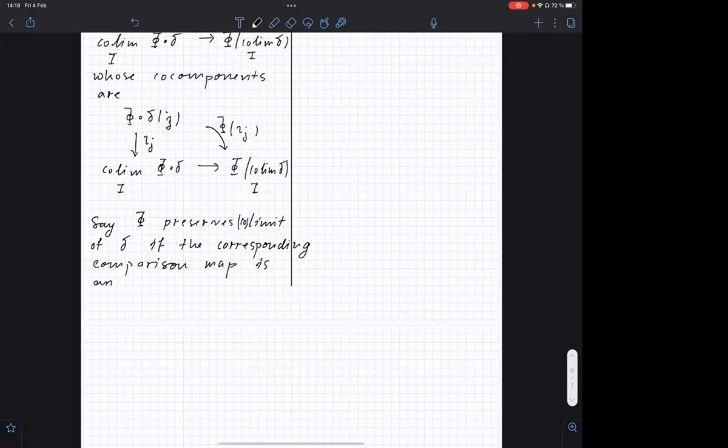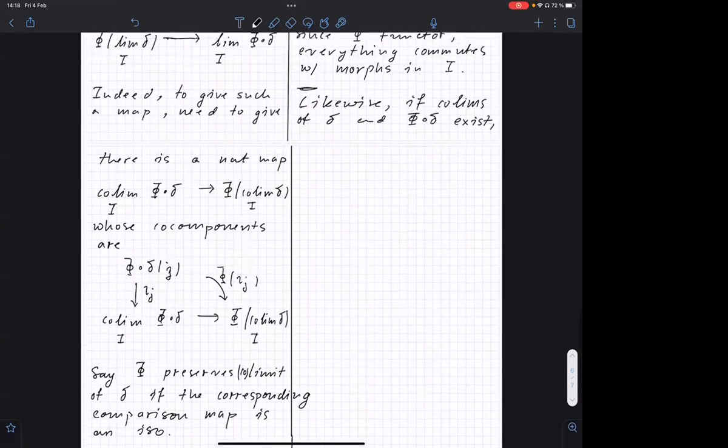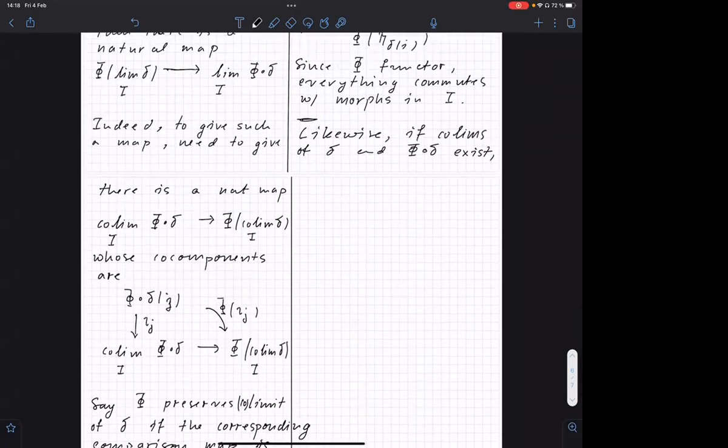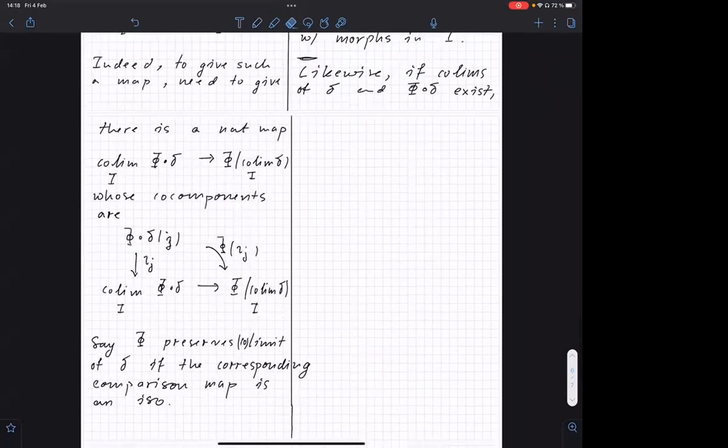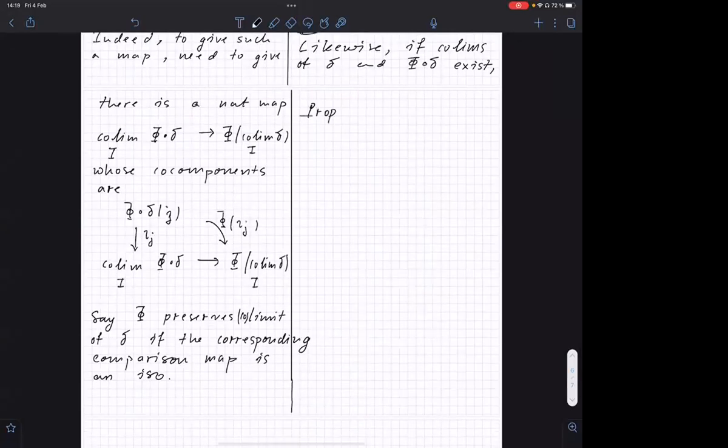Is an isomorphism. So I'm going to give a statement about what this has to do with adjoint functors. We'll check this in the seminar. I'll state it as a proposition. It's not hard, but it's very important. This is the most important fact about adjoint functors.